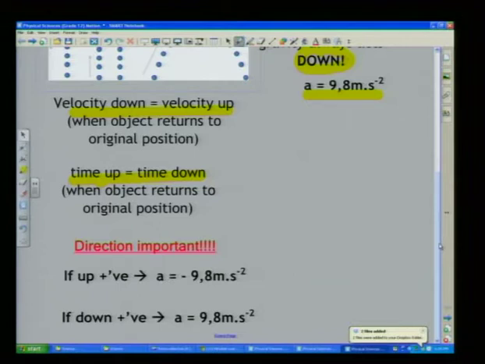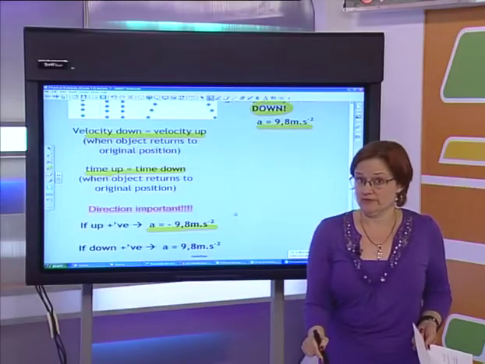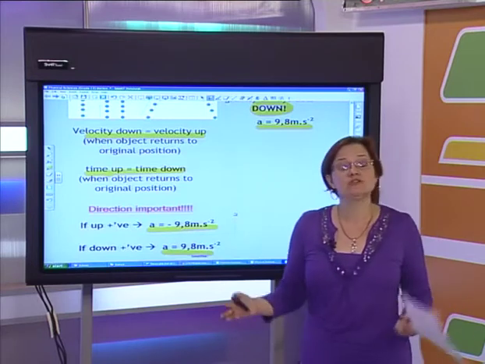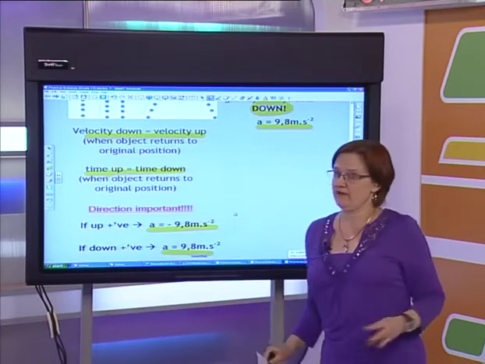acceleration is negative. This is where you're going to make the biggest mistake. Acceleration must be negative then. If I choose down as positive, then my acceleration is positive, and you can't change that. This is just part of an exam tip.